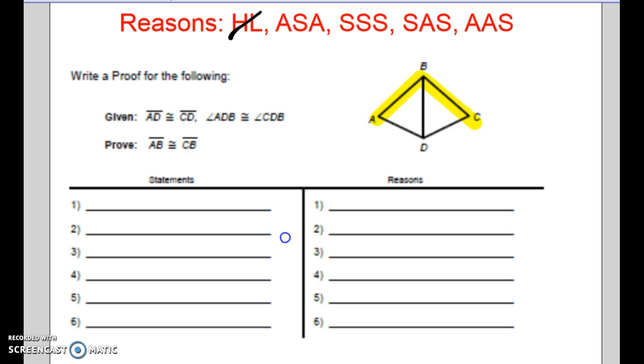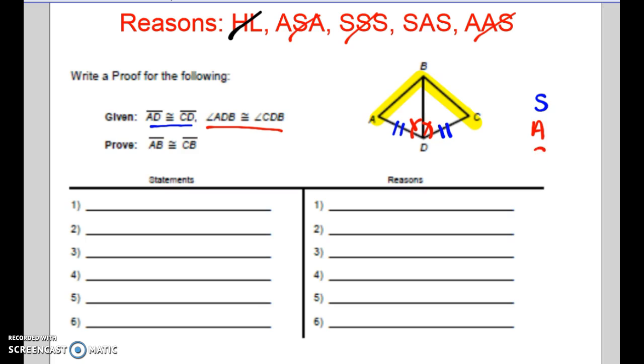I'm going to go ahead and mark up that AD is congruent to CD. So that gives me a side. And then I've got angles. I've got angle ADB is congruent to angle CDB. So I've got an angle. Well, I don't have 2 angles, so it's not angle, side. I don't have 3 sides, so it's not that. And I don't have another angle, so it has to be side, angle, side.